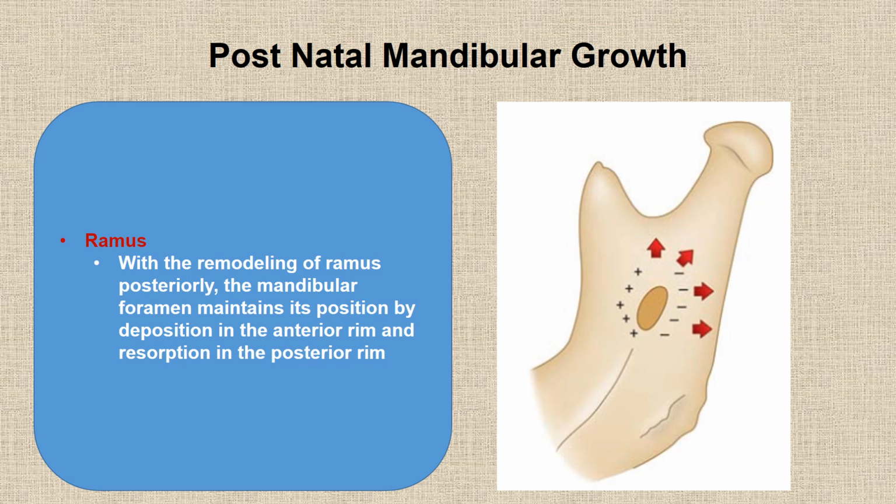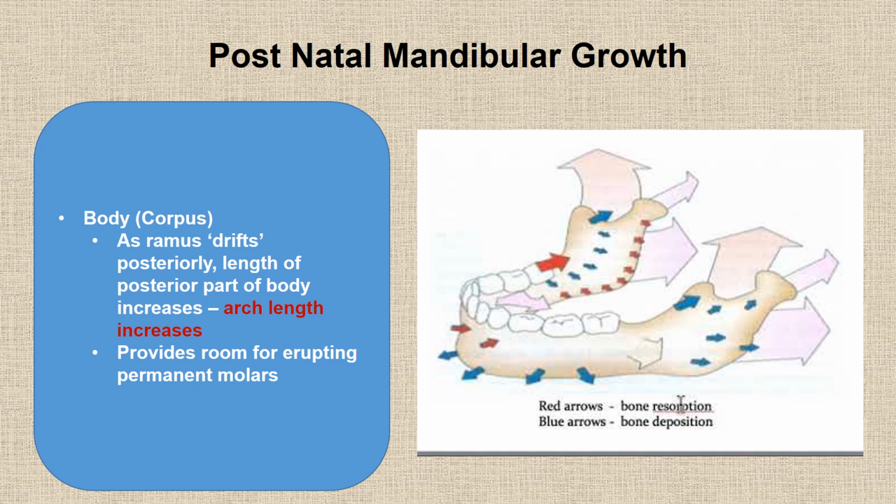Now, with the remodeling of the ramus posteriorly, the mandibular foramen maintains its position by deposition on the anterior rim and resorption on the posterior rim. Now, the body: as the ramus drifts posteriorly, the length of the posterior part of the body increases. As I mentioned earlier, the arch length increases, and this provides room for the erupting permanent molars.